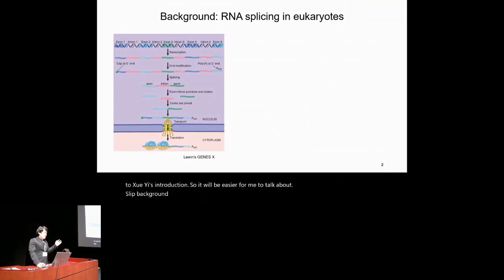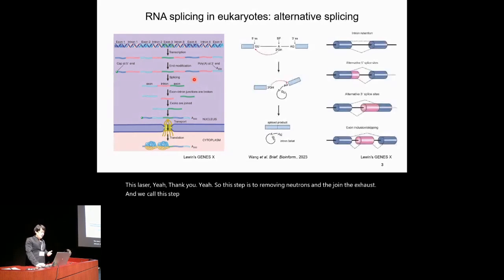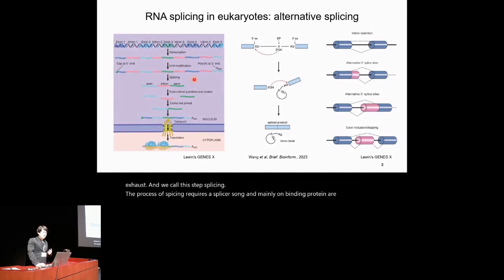So this is a classic textbook illustration showing the process from DNA over gene to a pre-mRNA and finally to a mature mRNA. There is one step necessary to produce the mature mRNA. Yeah, this step is removing the introns and joining exons, and we call this step splicing. The process of splicing requires a spliceosome, and many RNA binding proteins are involved in regulating splicing.